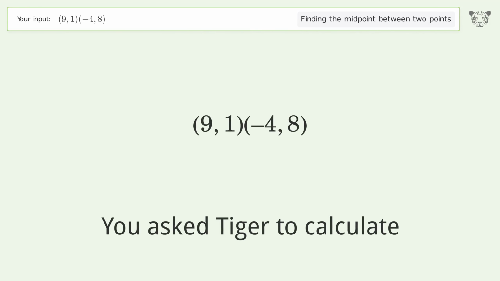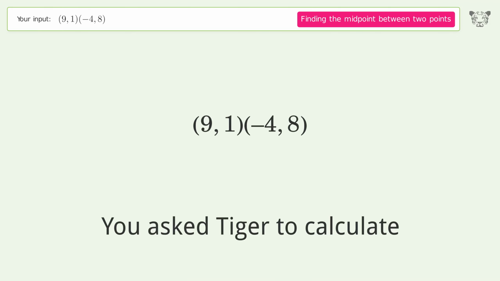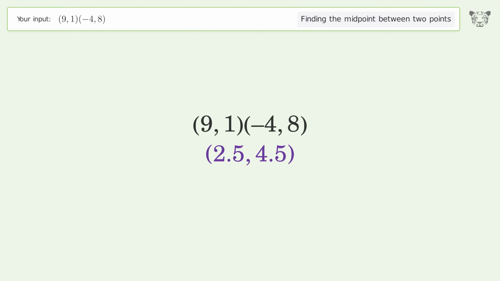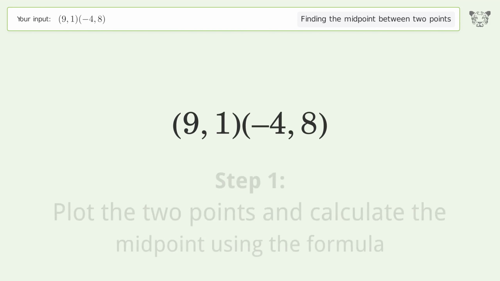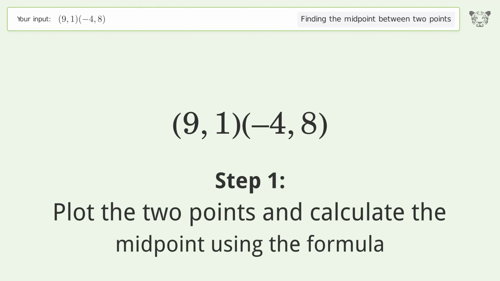You ask Tiger to calculate. This deals with finding the midpoint between 2 points. The midpoint between the 2 points is 2.5, 4.5. Let's solve it step by step. Plot the 2 points and calculate the midpoint using the formula.